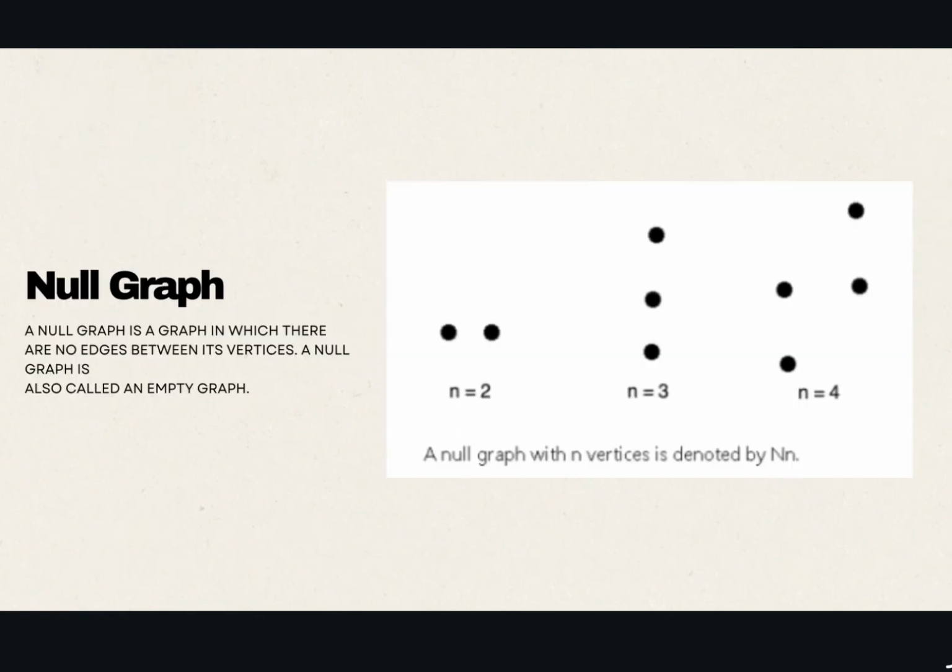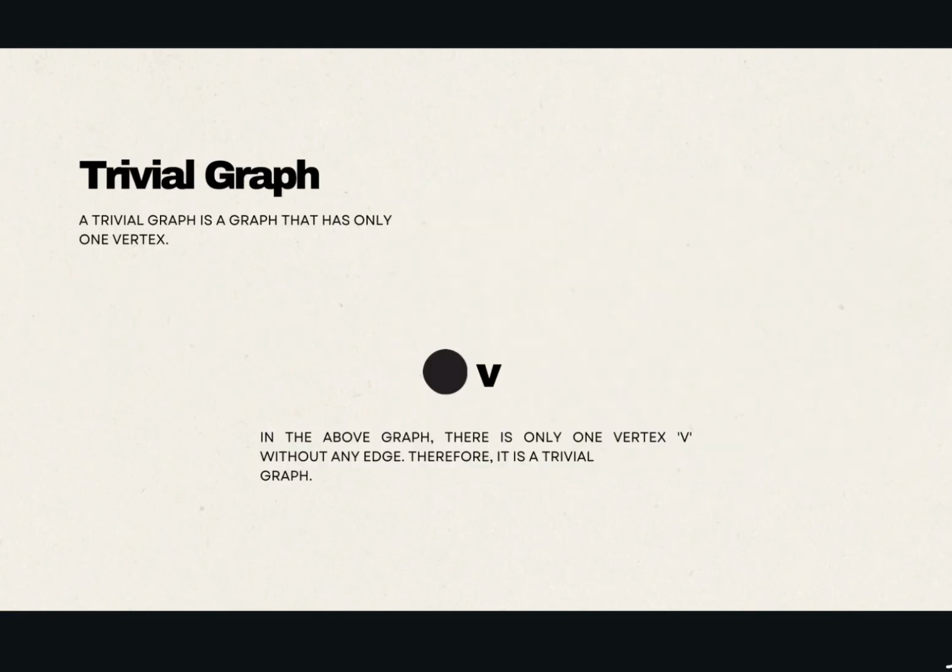Now, we're going to discuss the types of graphs. First one is the null graph. A null graph is a graph in which there are no edges between its vertices. A null graph is also called an empty graph. As you can see, there are no edges connected between them, so that is a null graph. Trivial graph. A trivial graph is a graph that has only one vertex. In the above graph, there is only one vertex, V, without any edges, therefore it is a trivial graph.